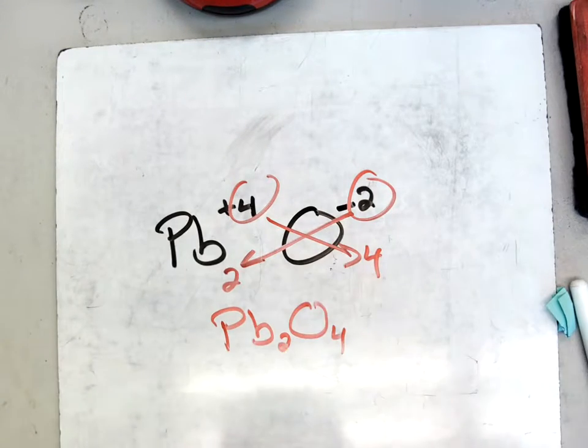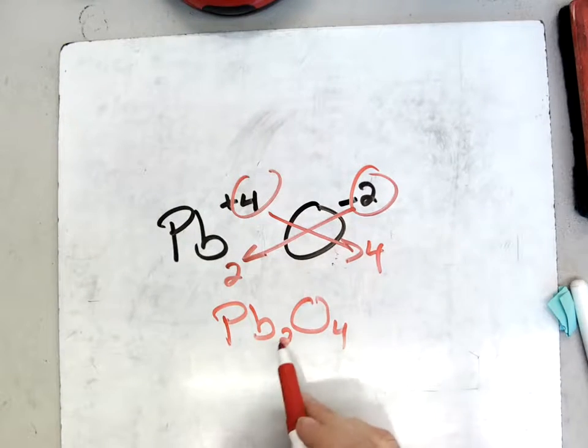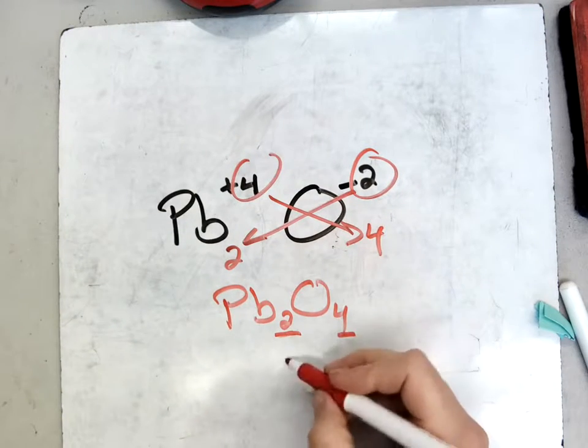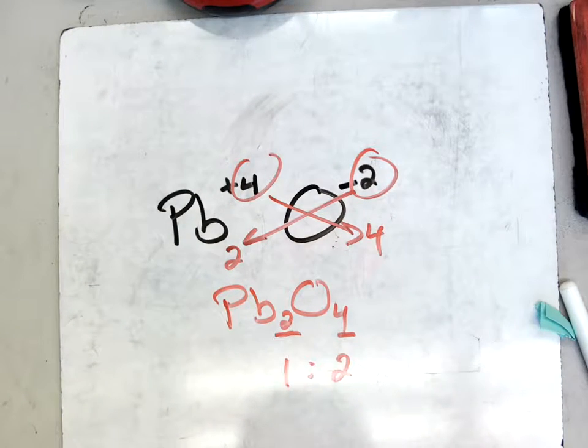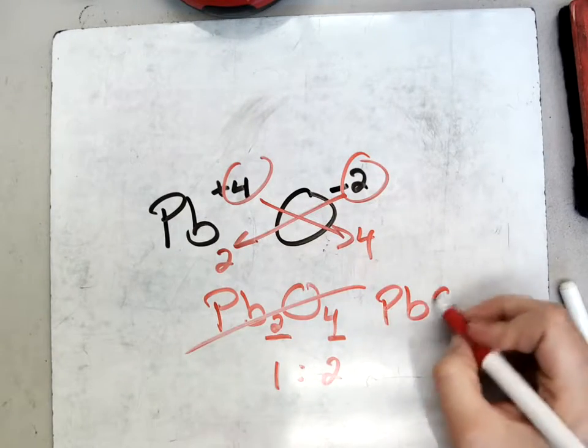Pb2O4 is not the answer. It's not even a choice. Because what can you do with a 2-to-4 ratio? You can simplify it to a 1-to-2 ratio. This simplifies to PbO2.